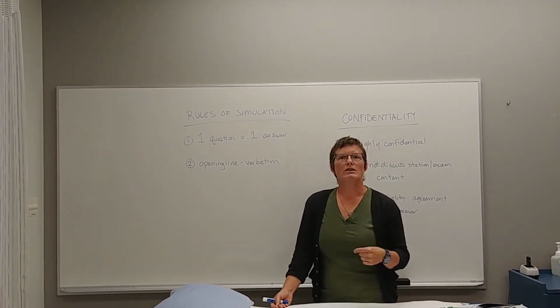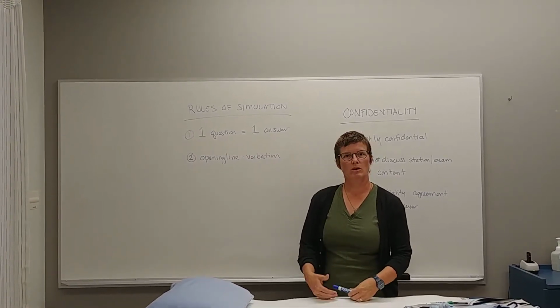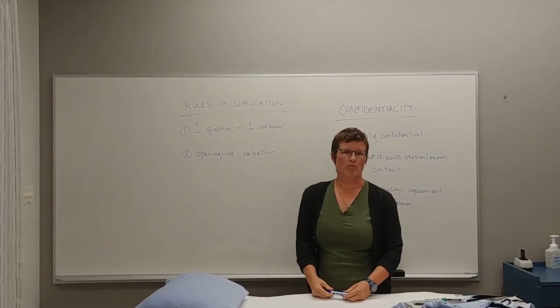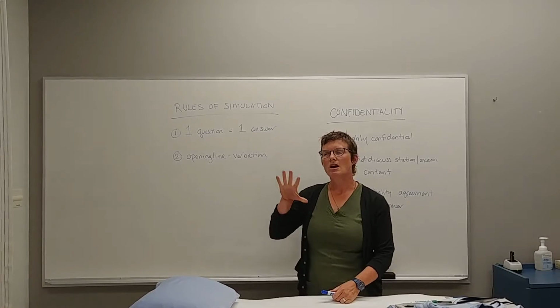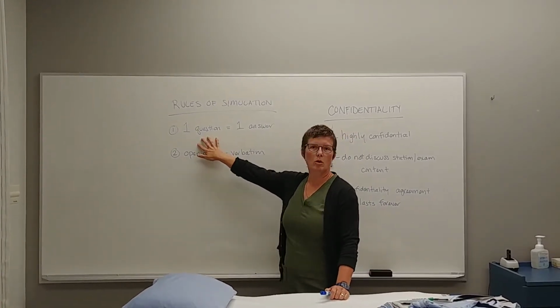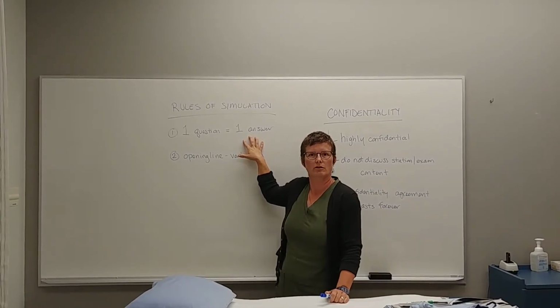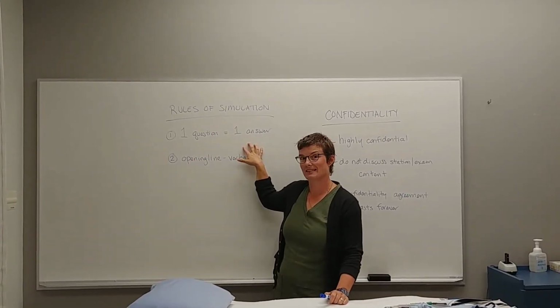So we always have to ask our actors to curb their desire to be helpful, because when we think we're helping by giving more information, we're not actually helping them. We're causing them to lose marks because we're giving them too much information. So a general guideline is that one question will elicit from you one little bit of information. They have to ask you the next follow-up question to get more information.